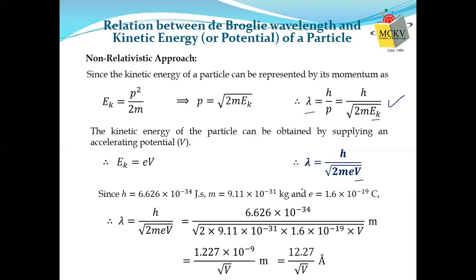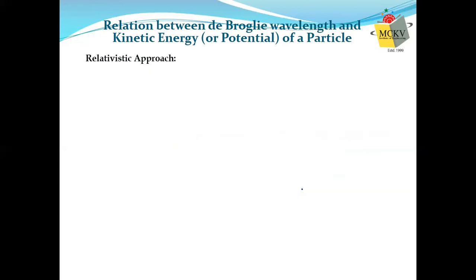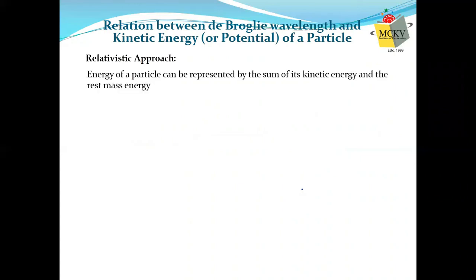So this is the form we get if we use the non-relativistic or normal Newtonian mechanics. If we use the relativistic approach, then the total energy of the particle is just the sum of its kinetic energy and rest mass energy, which is m naught c square, m naught being the rest mass of the particle. That means the mass of the particle when the particle is at rest. So if we square both sides, it will be like this.